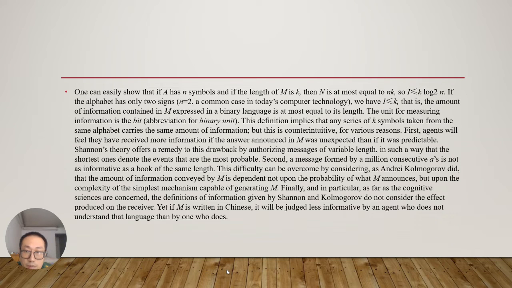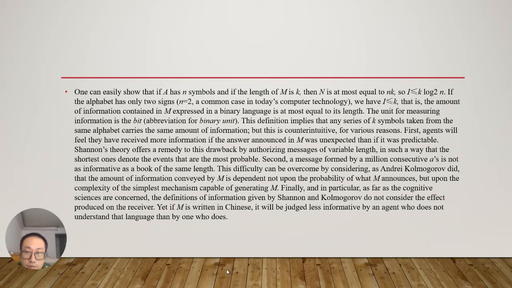That is, the amount of information contained in M expressed in the binary language is at most equal to its length. The unit of measuring information is the bit, abbreviation for binary unit. This definition implies that any series of k symbols taken from the same alphabet carries the same amount of information. But this is counterintuitive for various reasons.